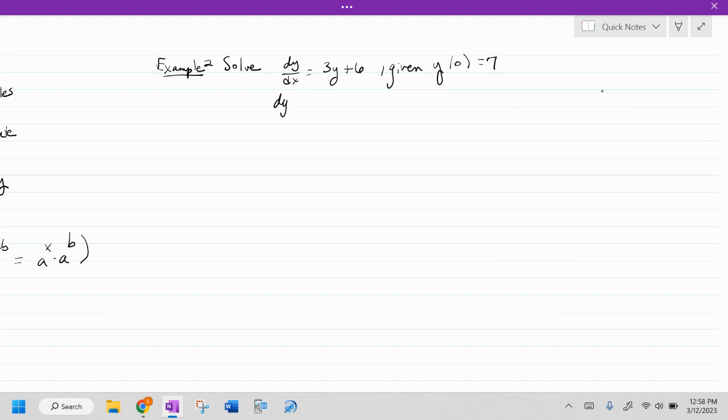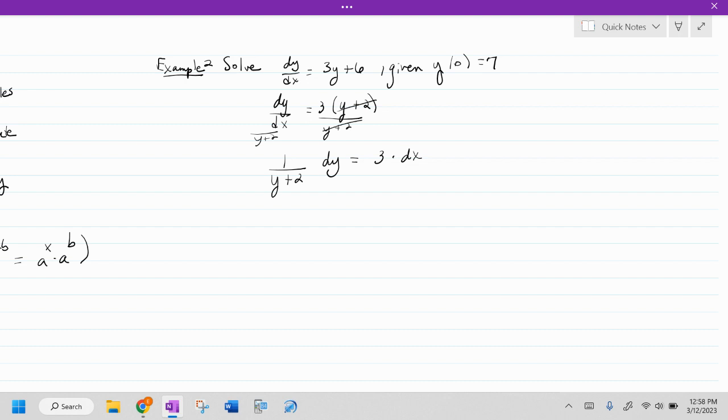First step is always to separate my variables. So I'm going to factor out this 3 so that I can multiply both sides by dx and divide both sides by y plus 2. So I do not separate variables by adding or subtracting. I only separate variables by multiplying or dividing.